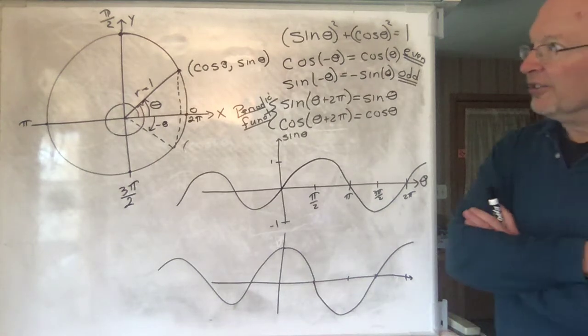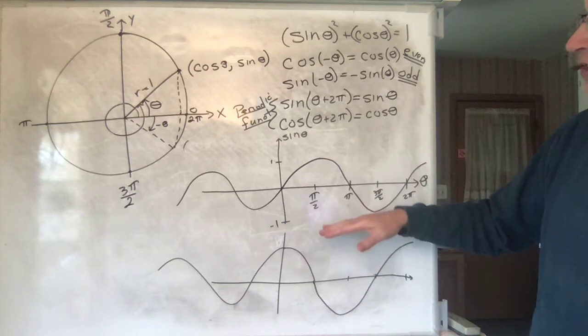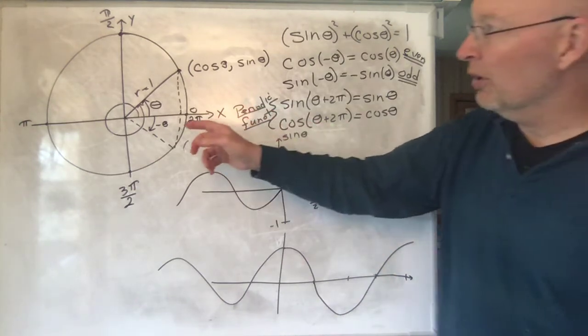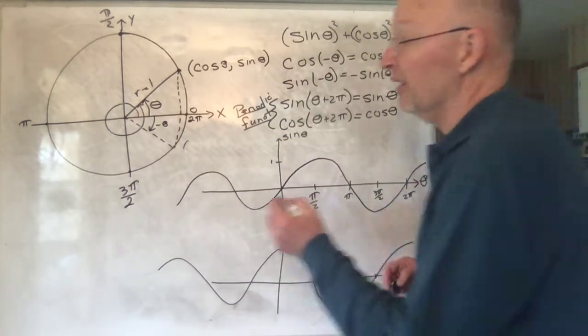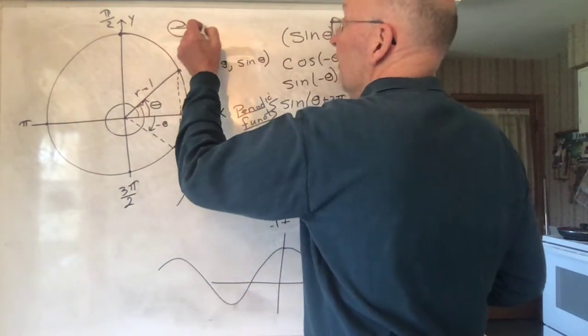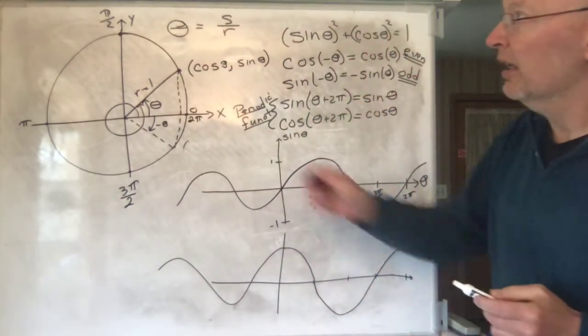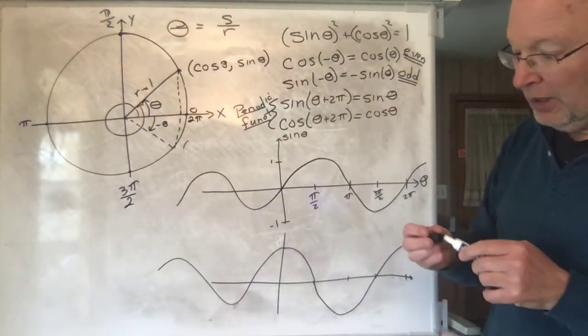In the last lesson, we looked at trigonometry and the trig functions, in particular the sine and the cosine, and noted several very important things. One is that the measure of an angle is given by the arc length of the circle divided by the radius. That's the measure of the angle in radian form.